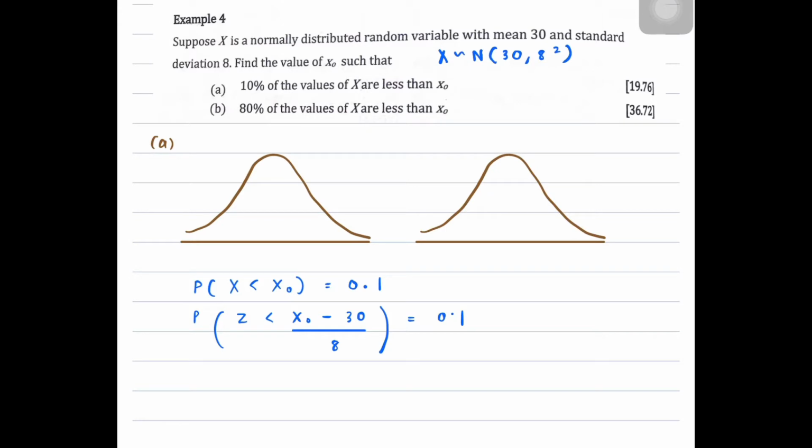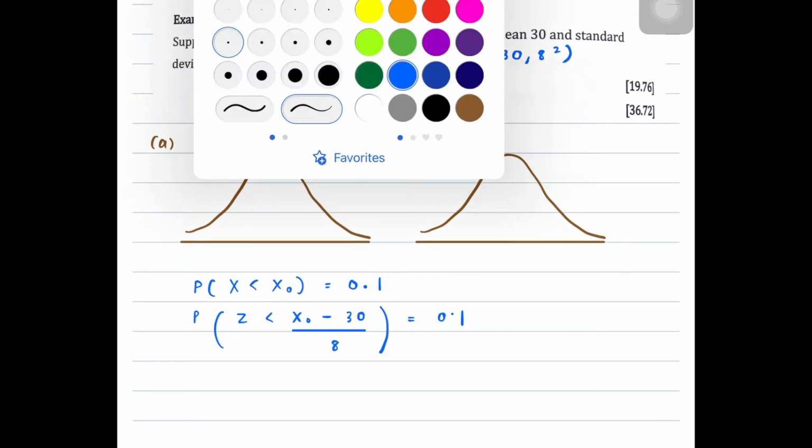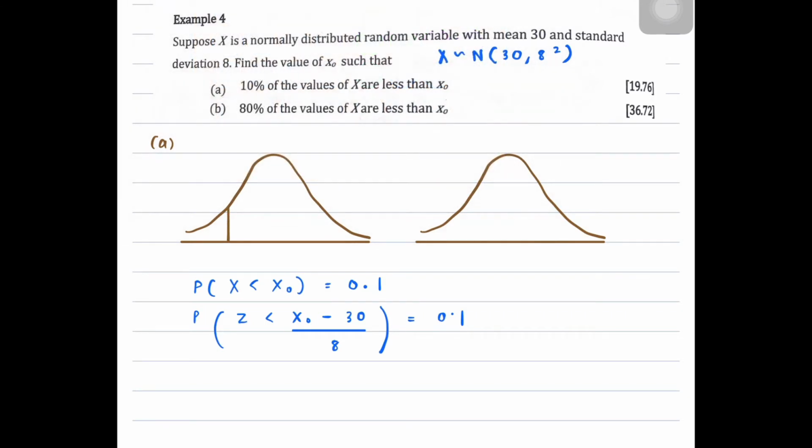Okay. Then for part A, you have 10% of the values of x are less than x0. So how can you symbolize this one? X is less than x0 is equal to 0.1. So 10% is equal to 0.1. So the first step, where is your x0? So you have to locate your x0 at the correct position, whether your x0 is at the left side area or at the right side area.